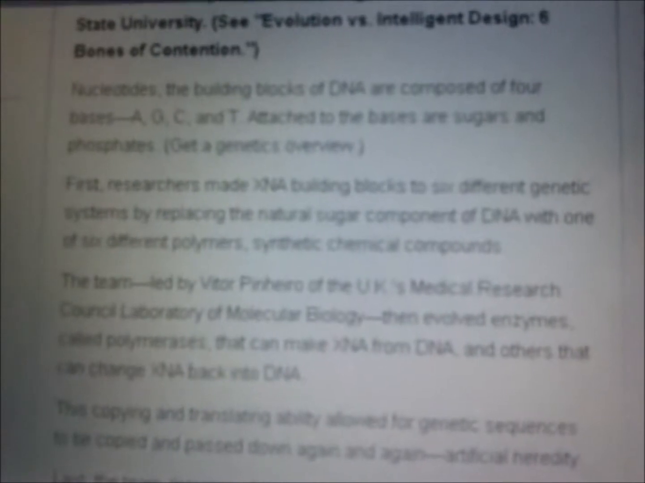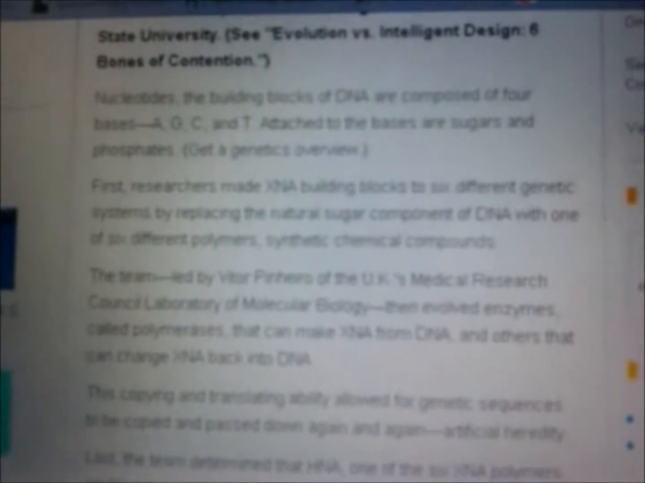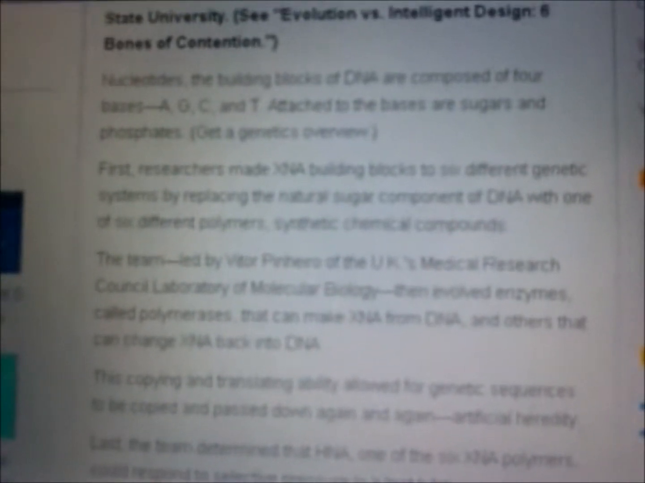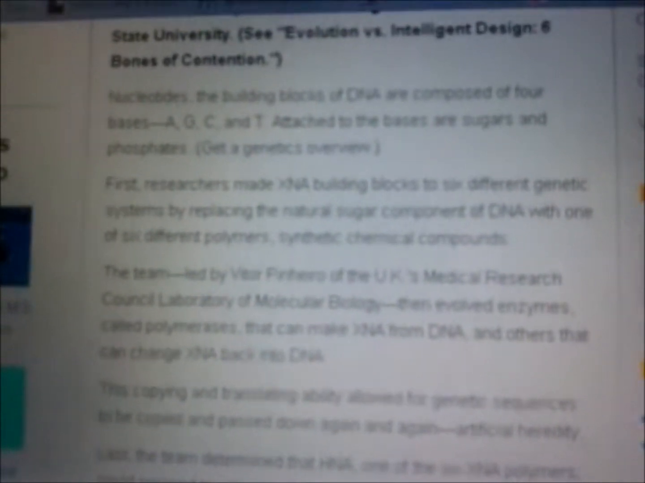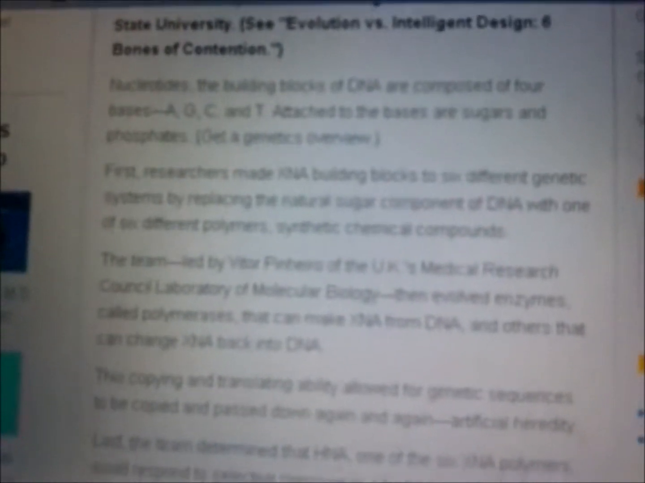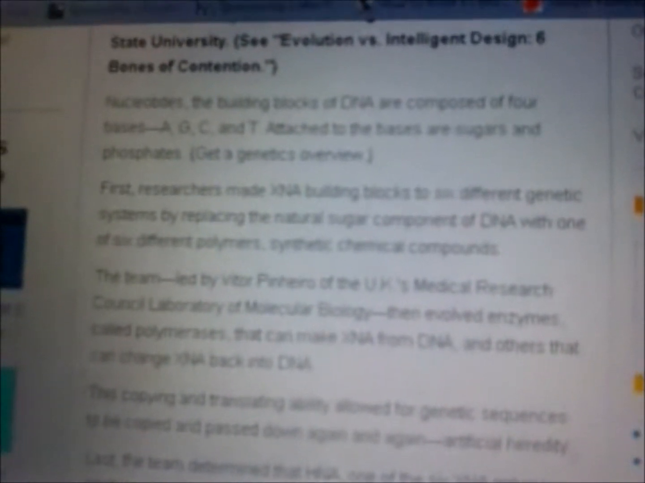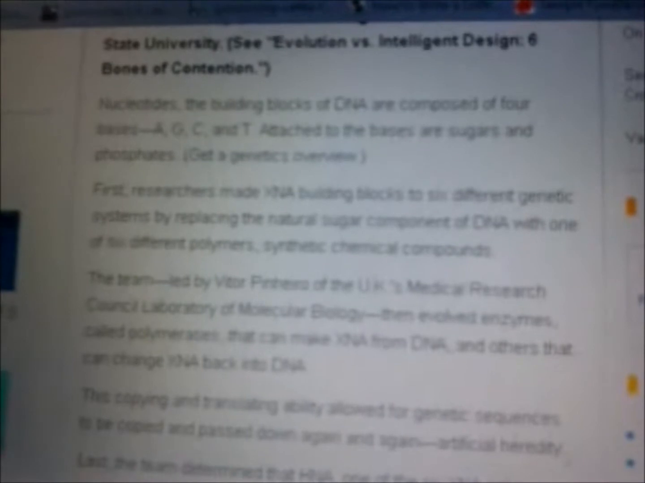So let's move on to the XNA. This XNA can be divided into 6 different genetic materials, which replace their own natural sugar component of DNA with one of 6 different polymers, synthetic chemical compounds. As I say for you, the XNA can be divided into 6 components.